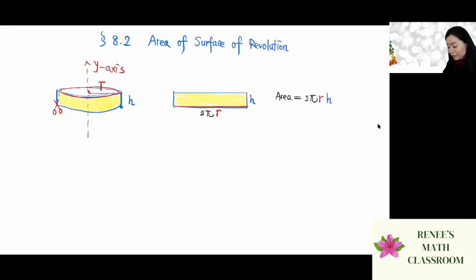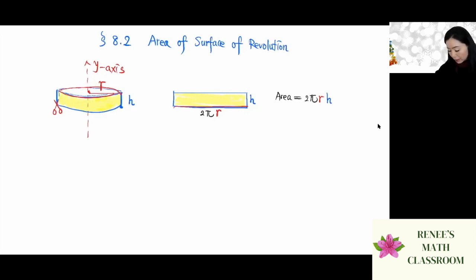Now when you have a surface of revolution like this, then this is the surface area. This is called a surface of revolution. So you revolve this about this y-axis. So that is one example of a surface of revolution.